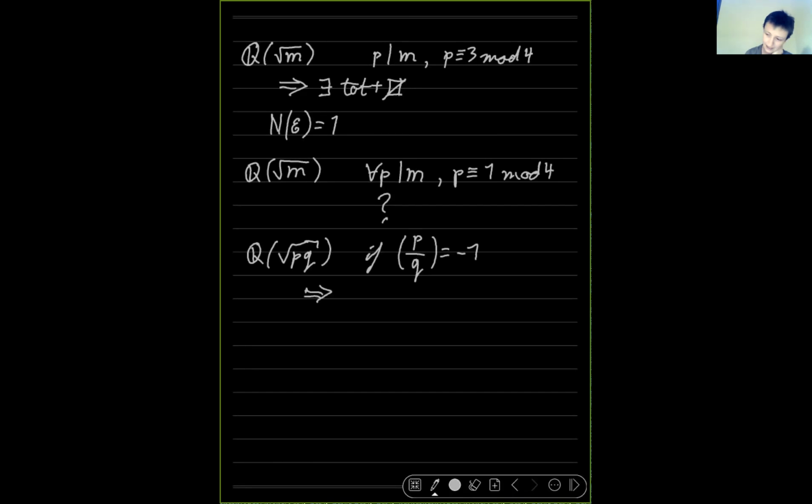we get that the totally positive, no, we don't get the totally positive. What? Hold on. Yeah, then we get that all of the totally positive are square in that field, which means that the fundamental unit has norm -1.